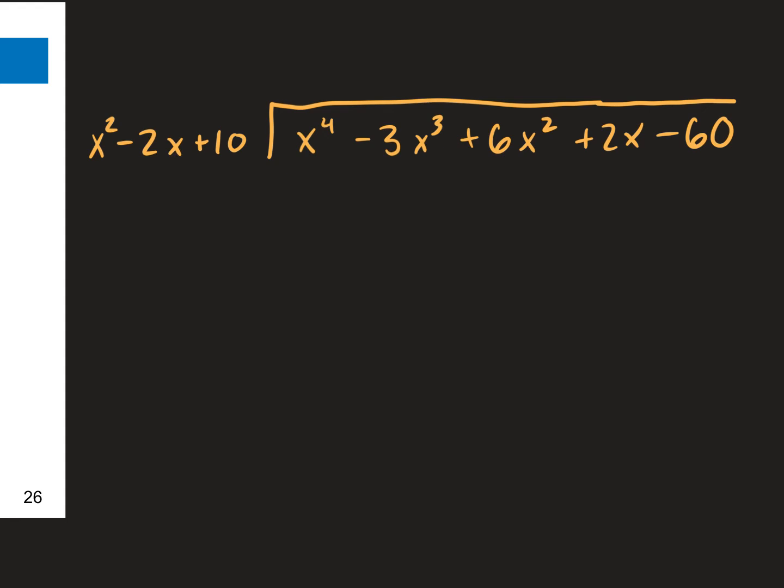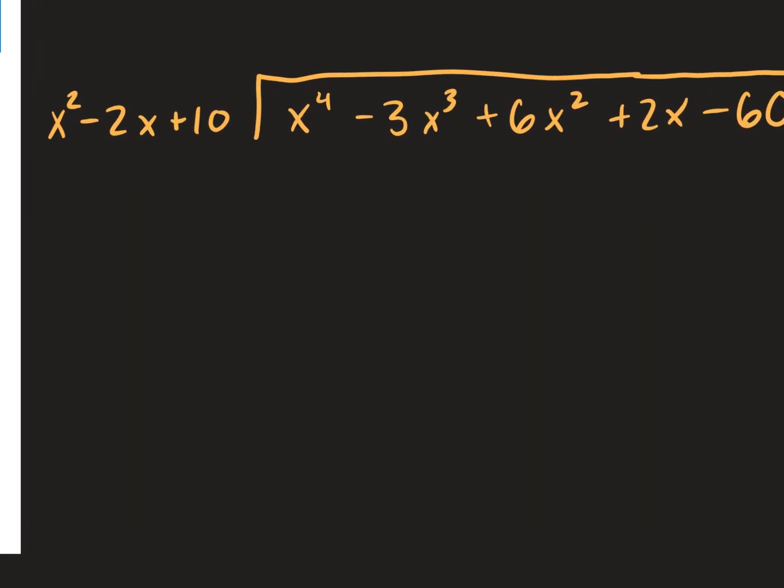So here we have to do long division because we have a trinomial that we're dividing, so we would not be able to use synthetic division. Has to be long division. So to do long division, I start by dividing. So I divide my first term by the first term on the outside. So what's x to the fourth power divided by x squared? X squared. So that's going to go on top of the x squared term.